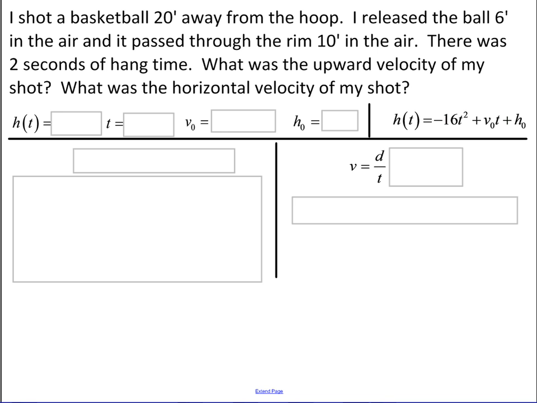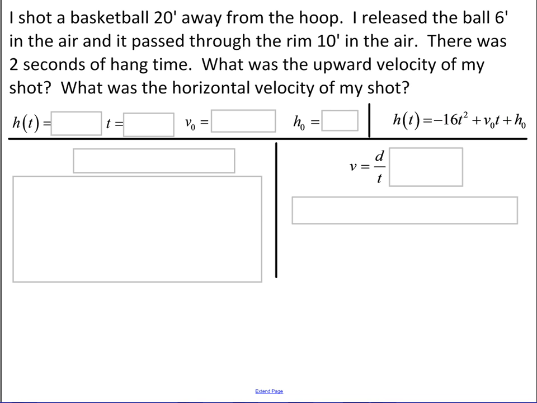And now, last example, we're going to take that type of problem and extend it one step further to see if things are moving horizontally also. I shot a basketball 20 feet away from the hoop. I released the ball 6 feet in the air, and it passed through the rim 10 feet in the air. So as a basketball player, I'm about 6 feet tall. We'll round it and say that. And that's where I released my ball. And the rim, which is 10 feet up, is where the ball was when it landed.